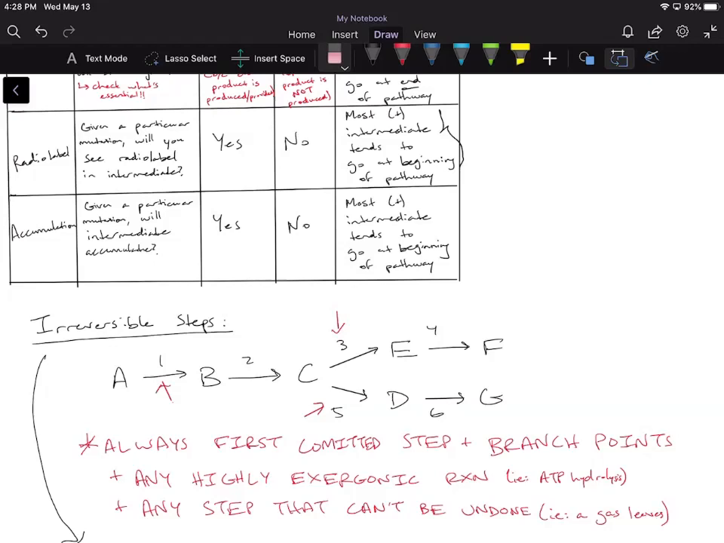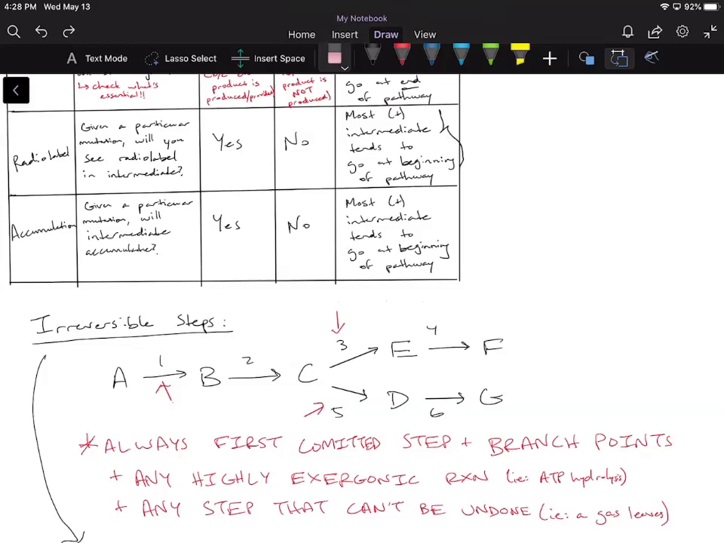So irreversible step is always the first committed step and the branch point. I like to think of it like, these ideas are kind of the same, because the branch point is like that first step that commits this C to this branch, okay? So it's kind of the same idea that A is that first step that commits it to this, and then C is that first step that commits it to the next branch. So it's the same idea, okay? So we're going to have 1, 3, and 5 be regulated because those are irreversible steps. It's the first committed step and branch point.